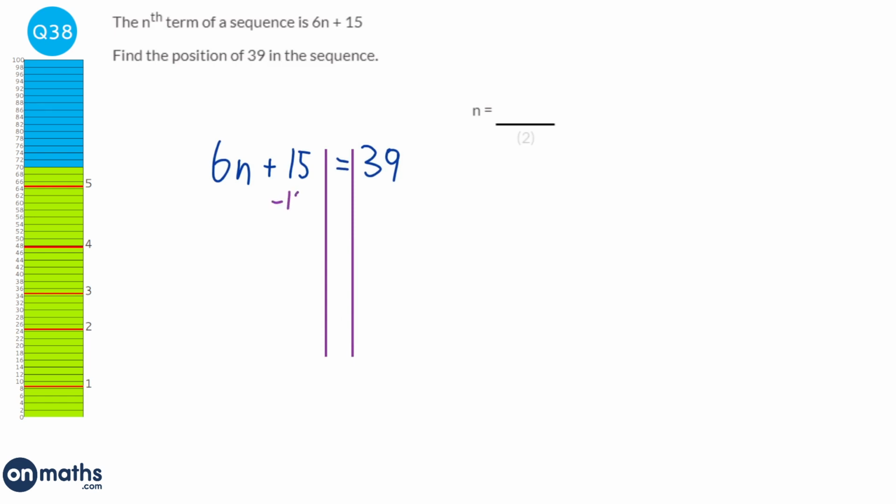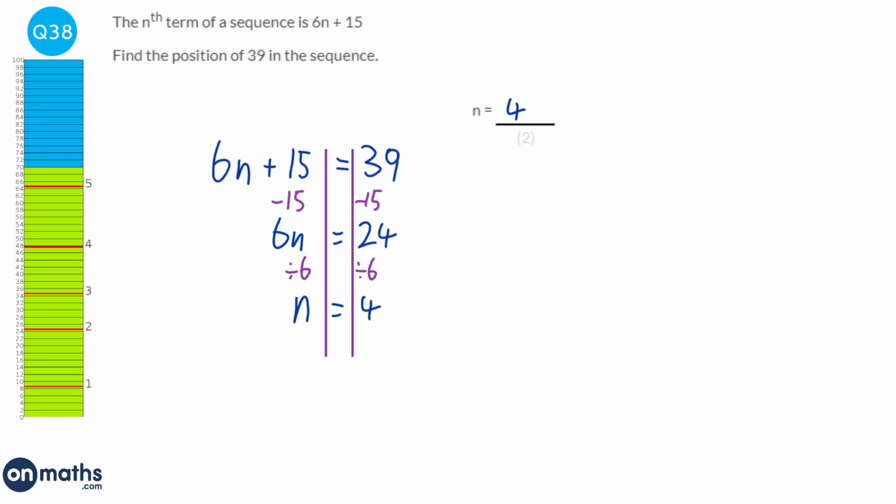And the first thing we're going to do is take away 15 from both sides, because we want n on its own. So we get 6n equals 39 take away 15, which is 24. Then we're going to divide 6 both sides. And so we get n equals 4. So 39 is the 4th term in the sequence.